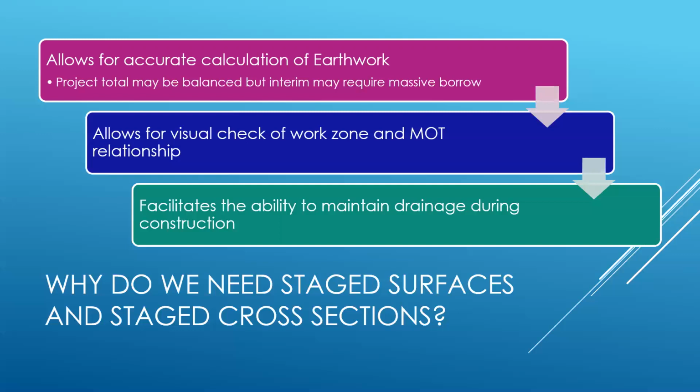Doing staged earthwork calculations is very important. It also allows for a visual check of the work zone and MOT relationship. What I mean by that is you need to see what's being built in a certain stage, and then where traffic's going to be running in relationship to that. Especially when it comes to the third point, which is facilitating drainage during construction. A lot of the larger projects that I work on tend to require some sort of interim drainage considerations. That, among all the other reasons that I didn't list here, are a good reason why we need to show our stage surfaces and our stage cross sections.